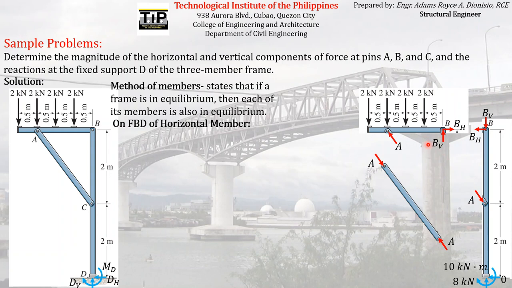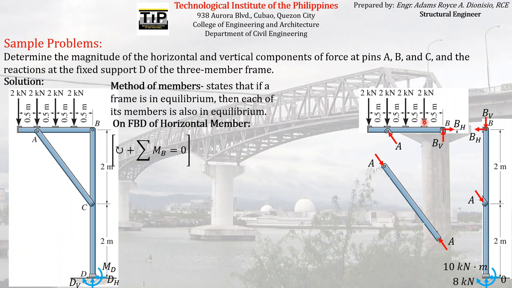So, gamitin lang natin ulit yung tatlong equation sa equilibrium. Siguro, 9 na lang natin yung summation moment is equal to 0. So, saan ba tayo maganda mag-moment dito sa free body diagram? Doon sa point kung saan maraming unknown. And obviously, that point is point B. So, doon tayo mag-moment, with the sign convention na lahat ng clockwise moments ay positive.